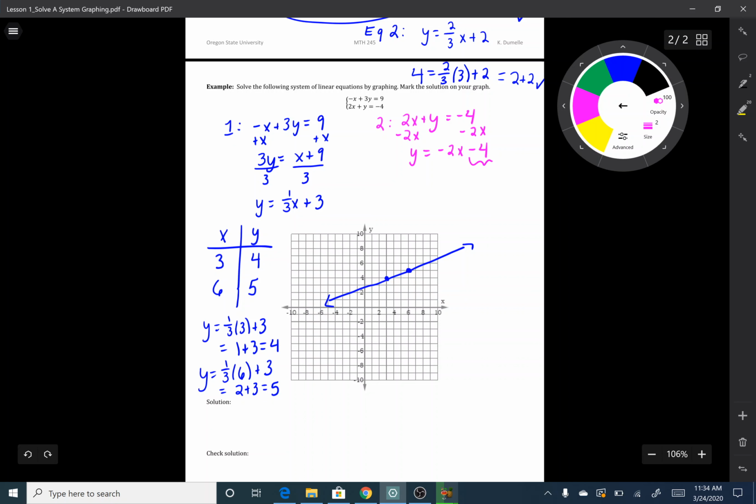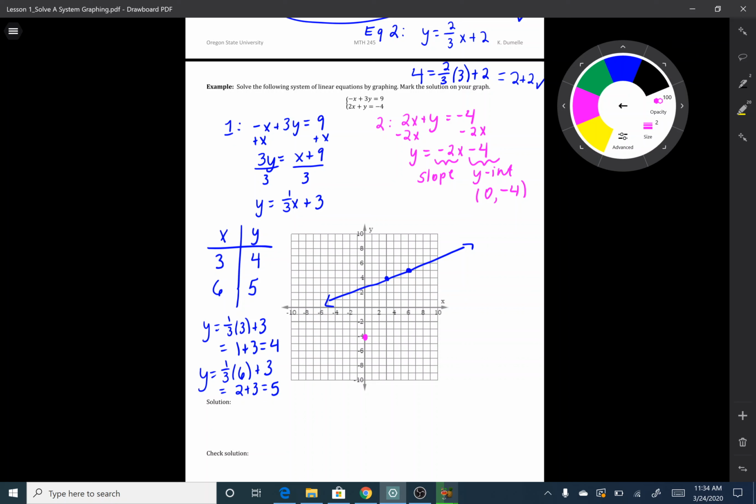So again, this -4 is my y-intercept, and this -2 is my slope. So I know that I have the y-intercept at the point 0, -4, so we can go ahead and draw that on the graph. It's right here.